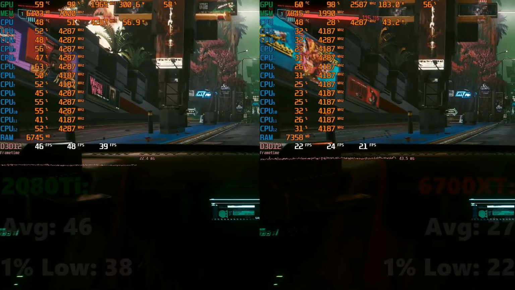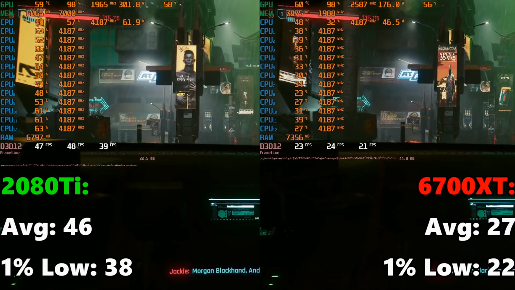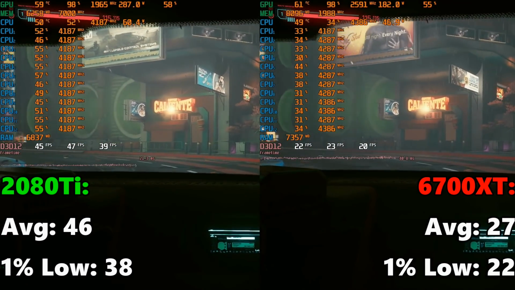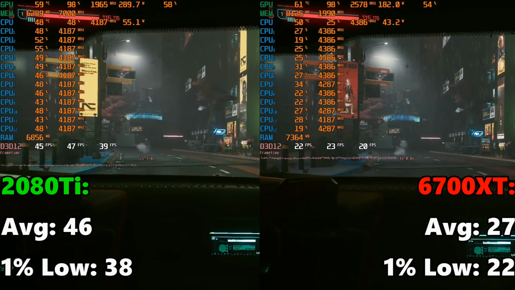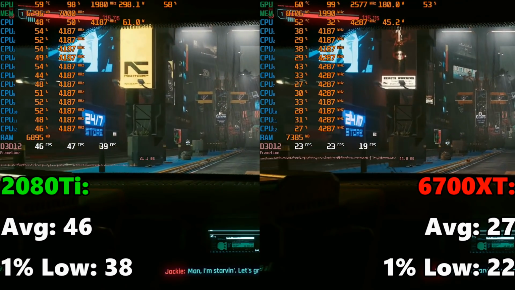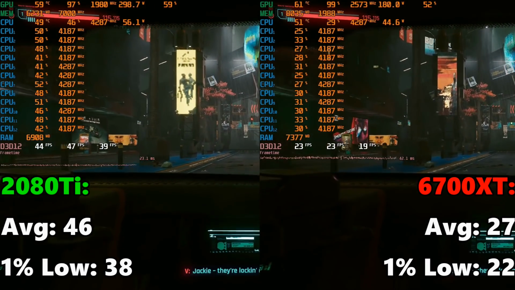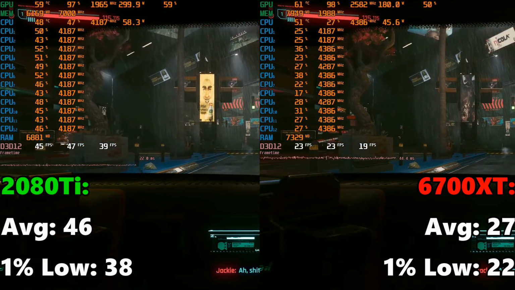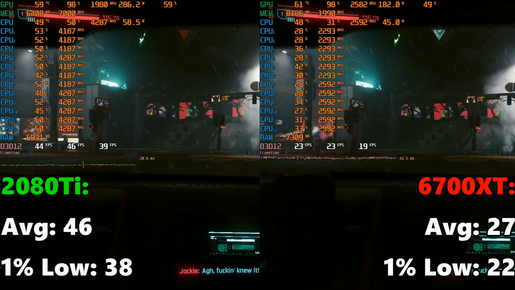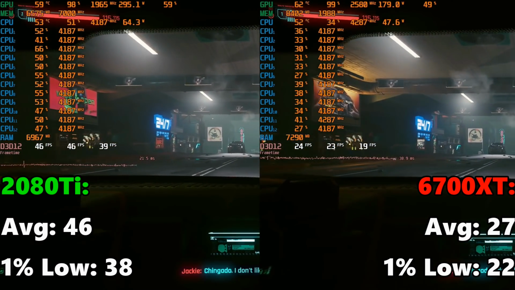All right, for this one, we're going to kick it off with a big one. We're kicking it off with Cyberpunk 2077. So the RTX 2080 Ti comes in with an average frame rate of 46 and a 1% low of 38 FPS. This is a pretty weak showing, considering this is a $1,200 graphics card running 1080p. This is just how rough ray tracing is. However, compared to the 6700 XT, that comes in at 27 FPS on average, with 22 FPS on the 1% low. So, well, the 2080 Ti is actually looking pretty good in comparison.